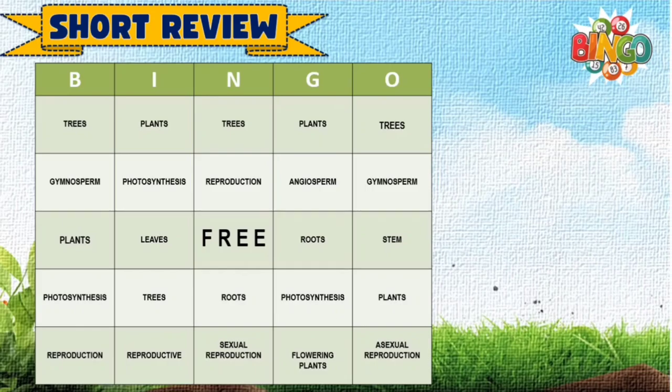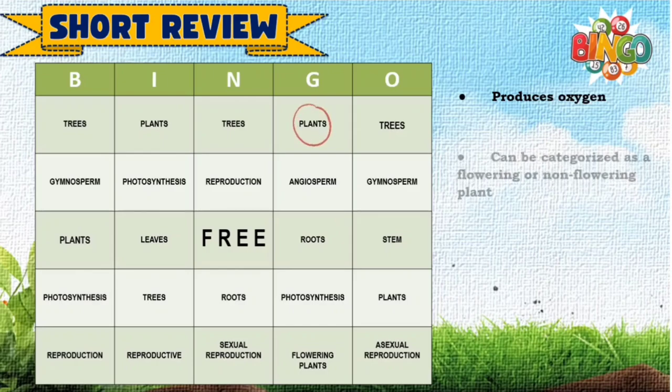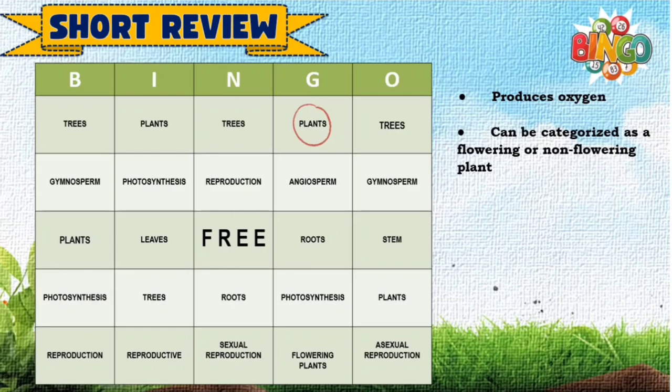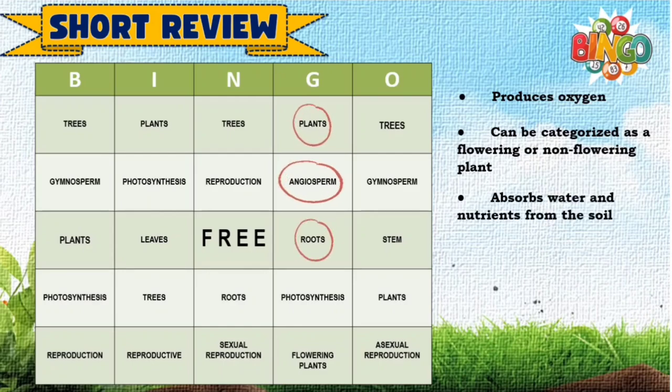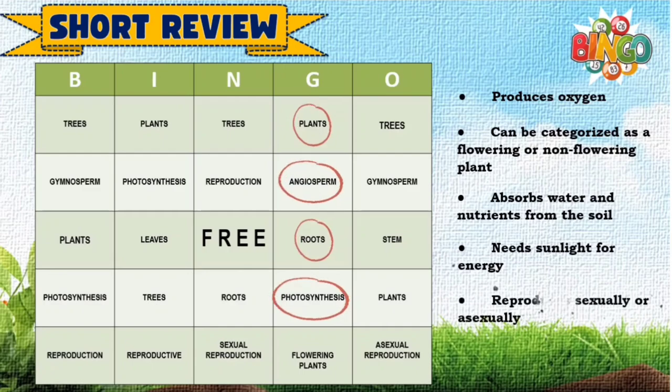Okay, so let's now begin answering. It produces oxygen, that is plants. Next one, can be categorized as a flowering or non-flowering plant, that is Angiosperm. Next, we have absorbs water and nutrients from the soil, that is roots. And then needs sunlight for energy, that is photosynthesis. And then the last one, reproduces sexually or asexually, that is flowering plants.